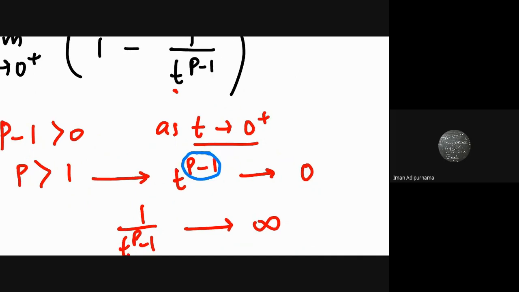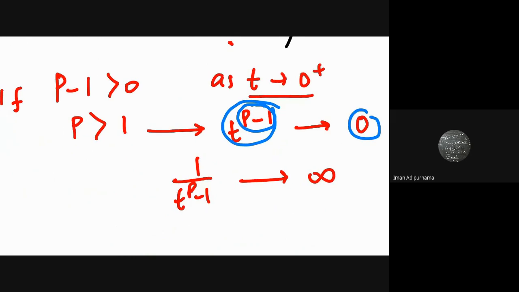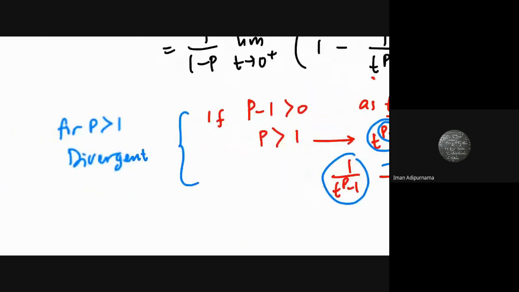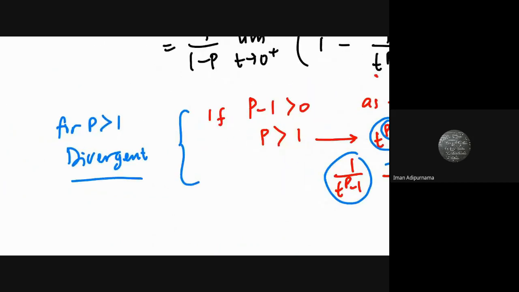So as t is getting to 0, the whole thing here is also getting to 0, which means the conclusion is that 1 over that t will be getting infinite. So we can conclude that this will be divergent. Okay, so that's the idea.